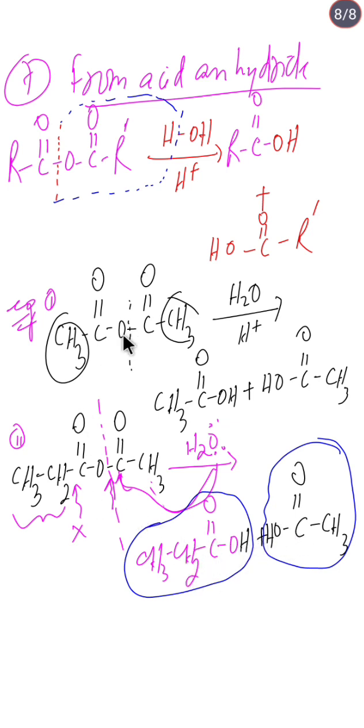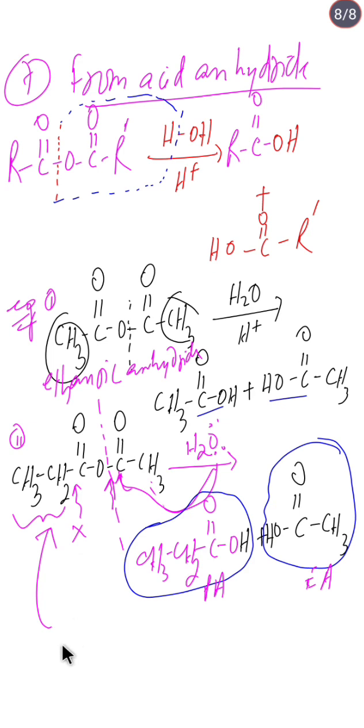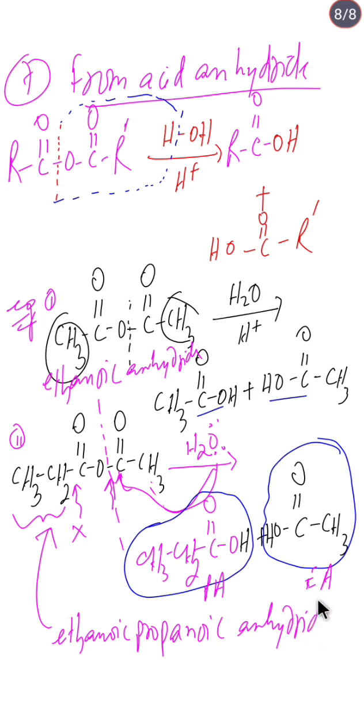So this anhydride is named as ethanoic anhydride, since we obtain only ethanoic acid from this hydrolysis. This is our ethanoic anhydride, right? And since this anhydride gives ethanoic acid and propanoic acid, it is named as ethanoic propanoic anhydride.